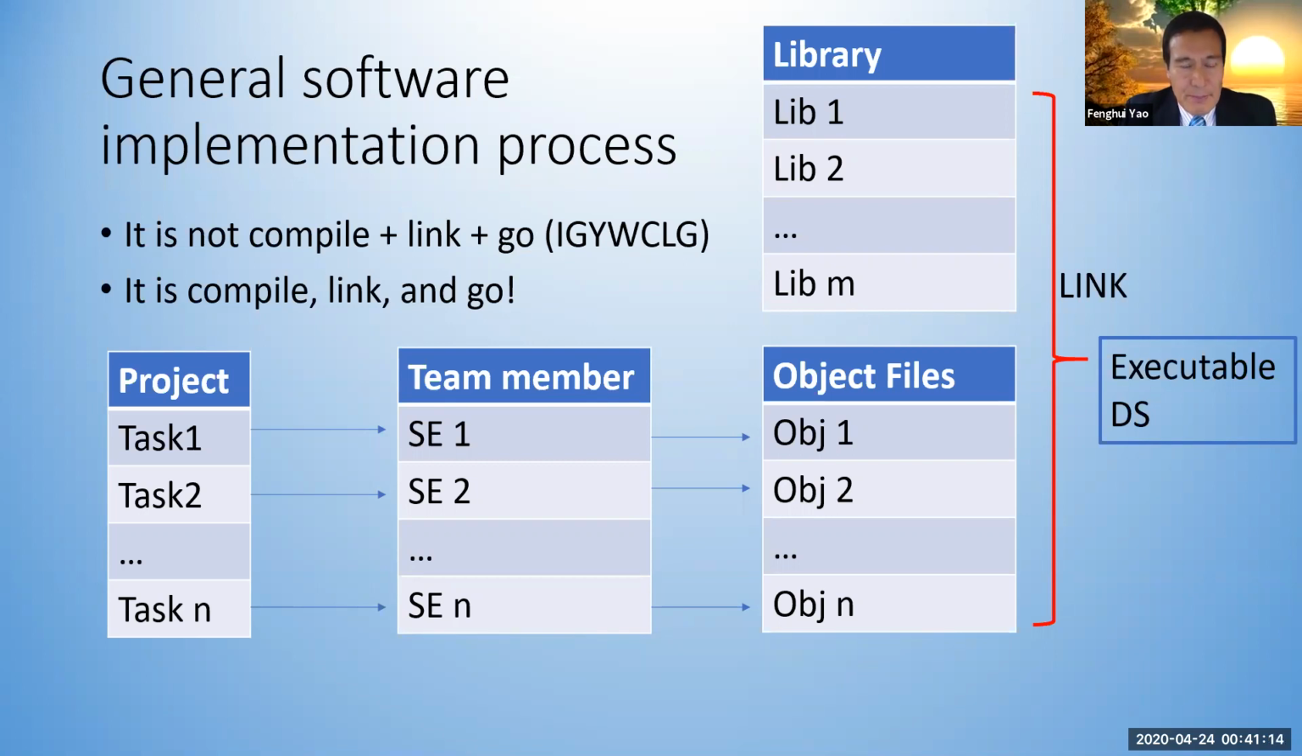Usually for software implementation, the whole project is divided into subtasks. For each subtask, a software engineer will take a task and then generate object code. And then all this object code will be linked together with the library to generate one executable file. So today we will learn compile, link, and run separately.